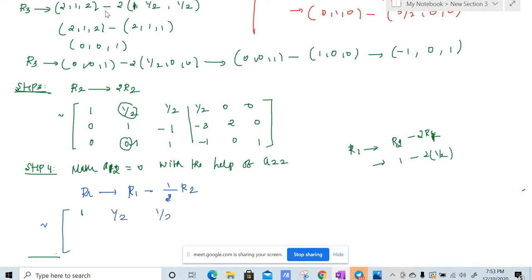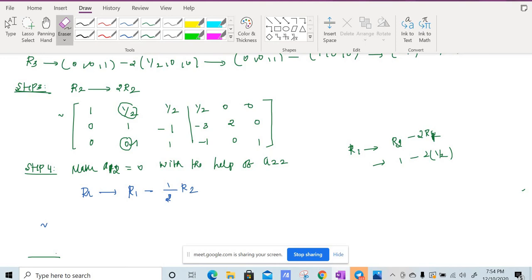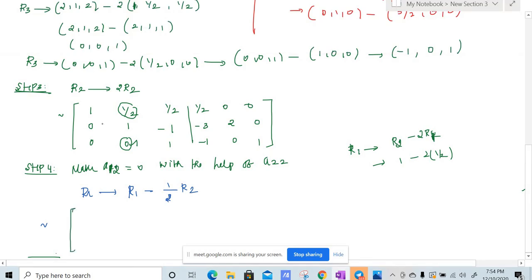Actually we are changing R1. So this will be R1 minus 1 by 2 R2. So this will be 1, because 1 minus 1 by 2 into 0, and this will be 1 by 2 minus 1 by 2 is 0, and this will be 1 by 2 minus 1 by 2 into minus 1. So 1 by 2 plus 1 by 2, which is 2 by 2, which is 1, right?